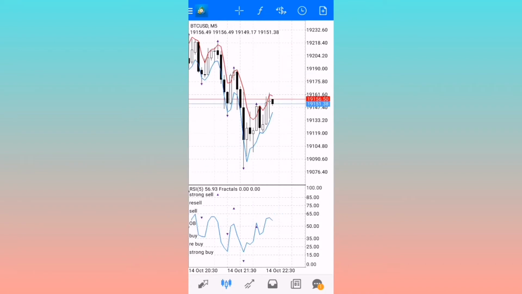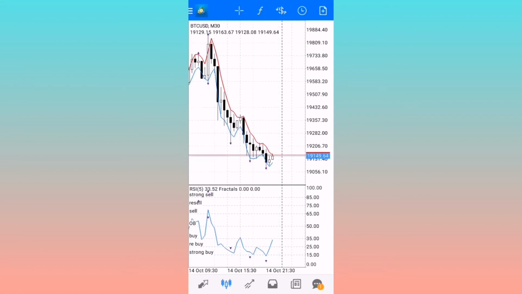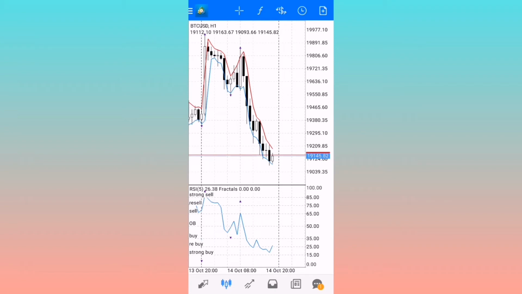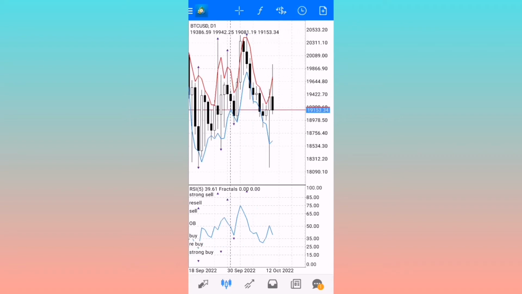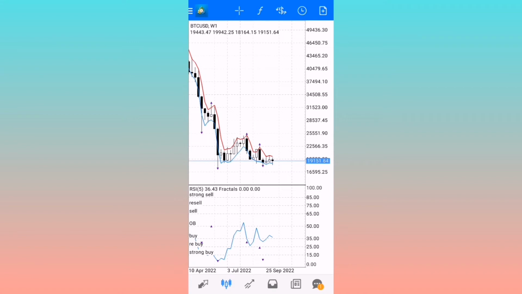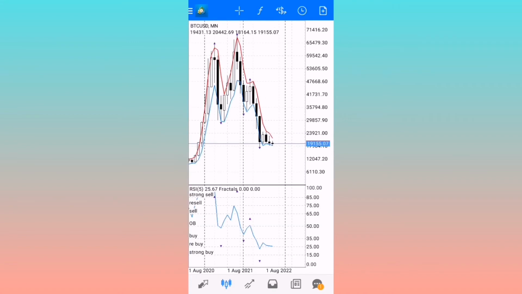M5, 5 minutes per candle. M15, 15 minutes per candle. M30, 30 minutes per candle. H1, 1 hour per candle. H4, 4 hours per candle. D1, 24 hours per candle. W1, 7 days per candle. And finally, MN1, each candle ends in a month.